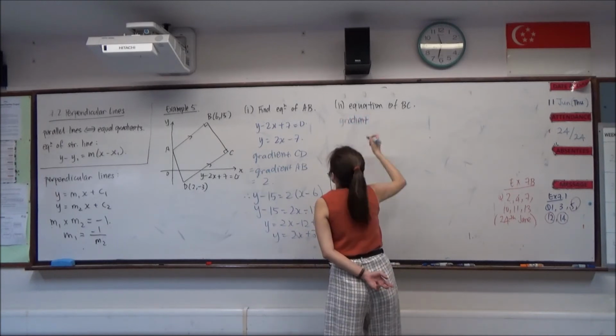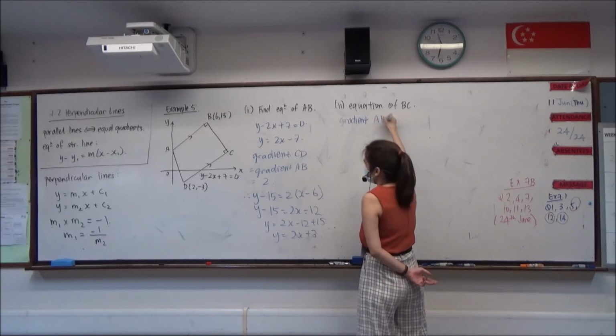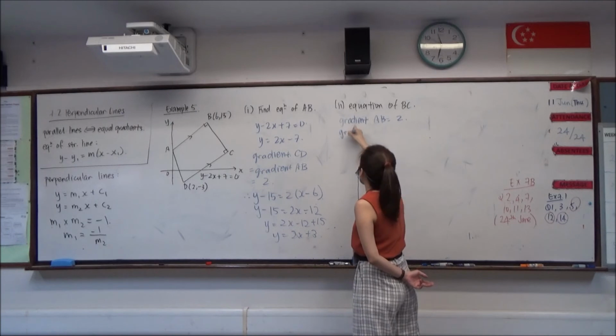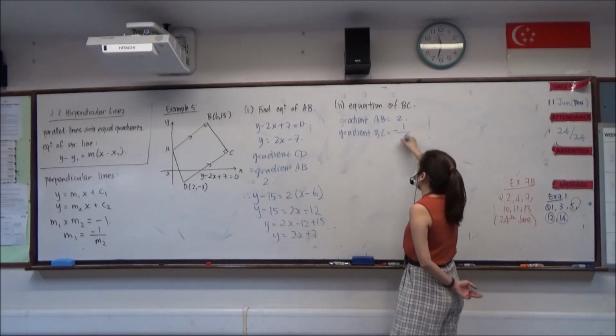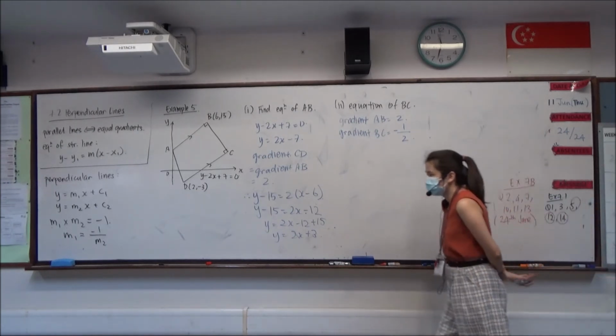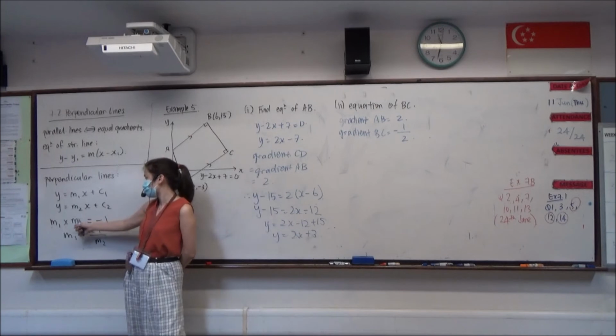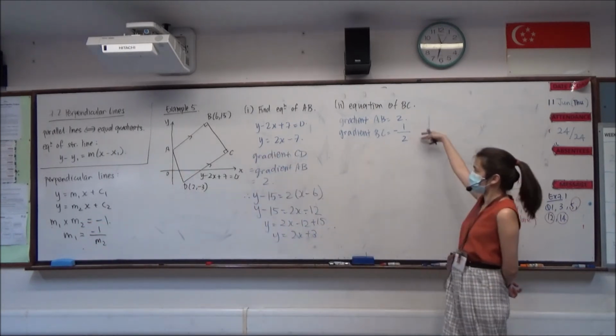Okay, so the gradient of AB was actually 2. So the gradient of BC will be -1/2, because it will be -1 divided by the other line's gradient, since they are perpendicular.